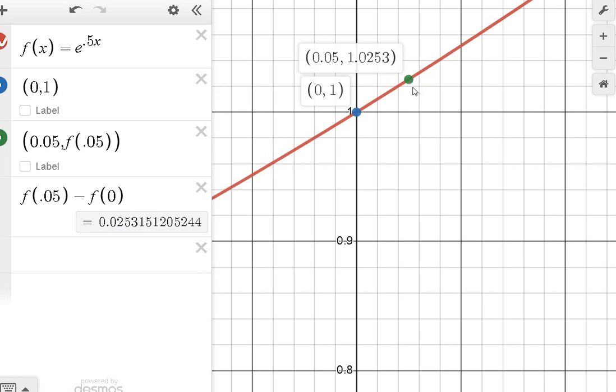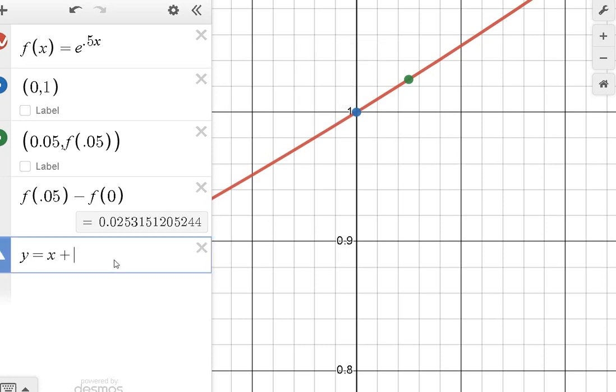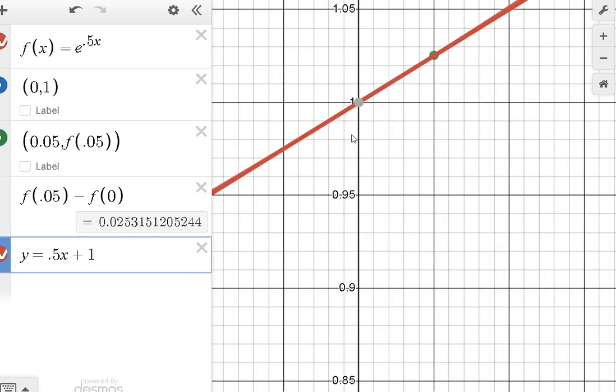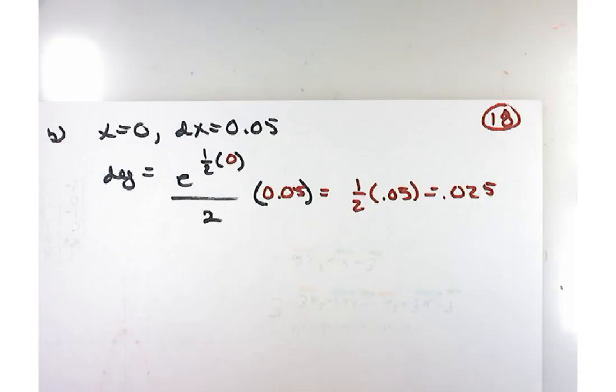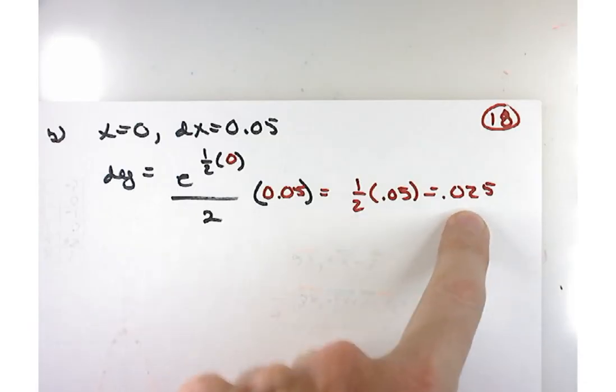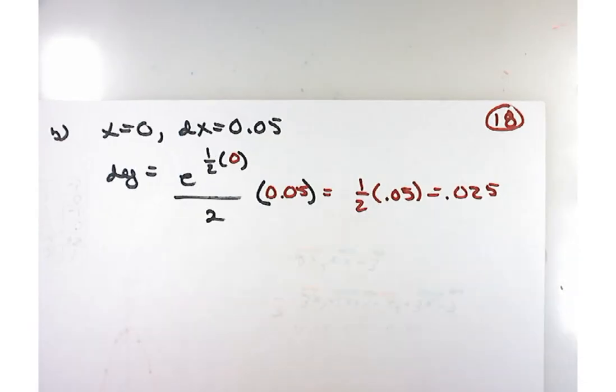If we did this for the tangent line, and the tangent line here I think is y equals x plus 1. No, that can't be it. Oh, 0.5x plus 1. Let's try that. If you look at the difference, the tangent line's pretty close there. The difference in the tangent line was 0.025. So we got a really close answer there.